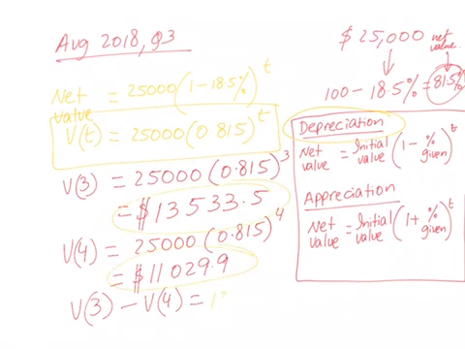So we get 13,533.5 minus 11,029.9, and we end up getting 2503.6 as our answer.